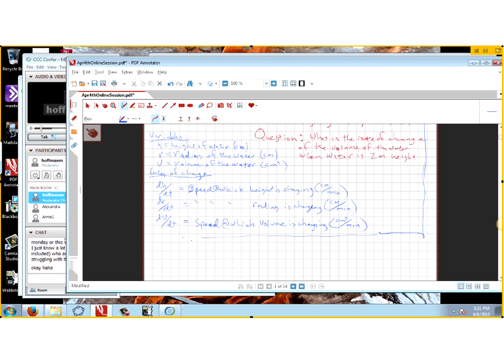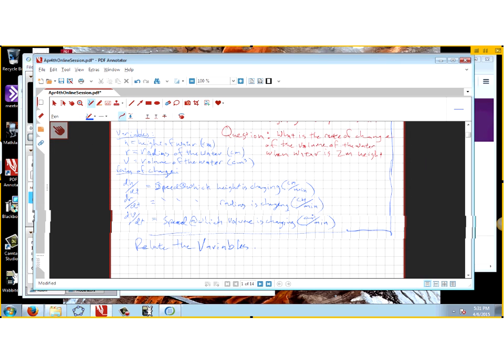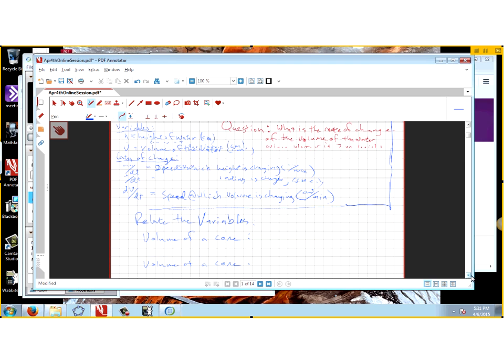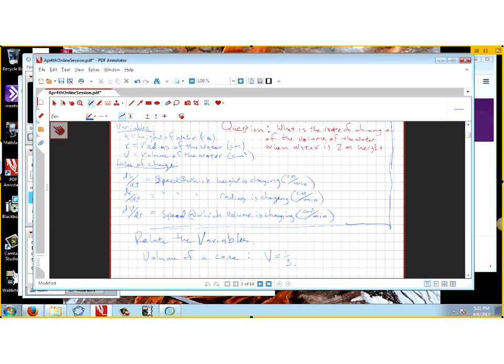What I want us to do now is start relating the variables. So we have to relate the variables. Now, oftentimes in these problems, I'll usually give you the geometry that you'll need. But what we need to know is the volume of a cone. In general, the volume of cones or pyramids is always equal to 1/3. And what's the volume of the base of a cone? What is the base of a cone?